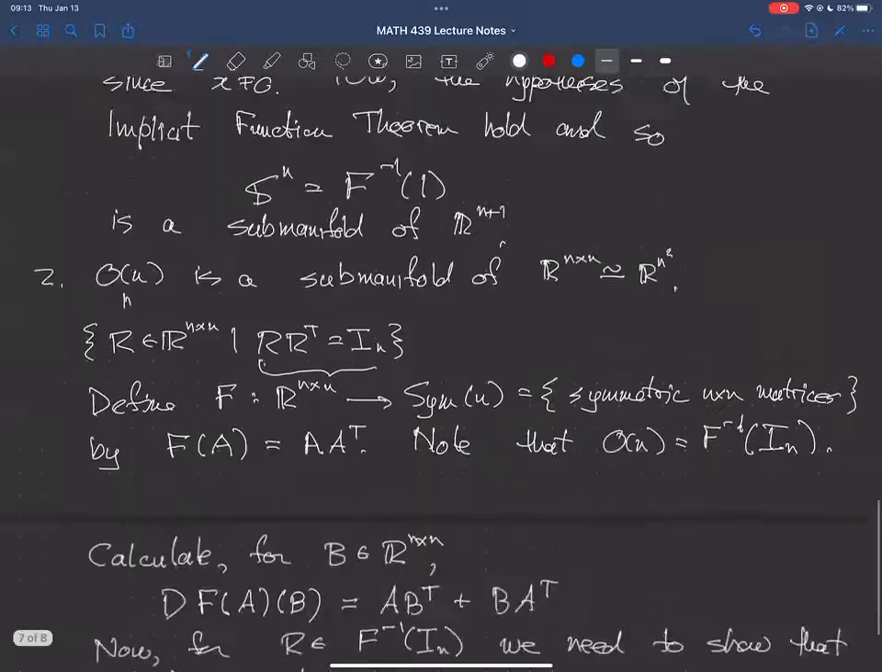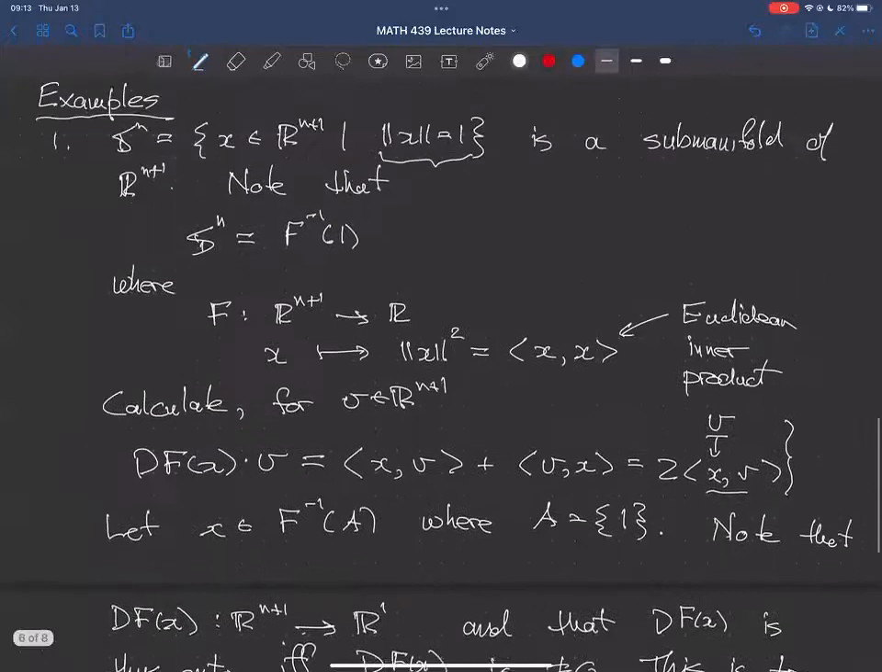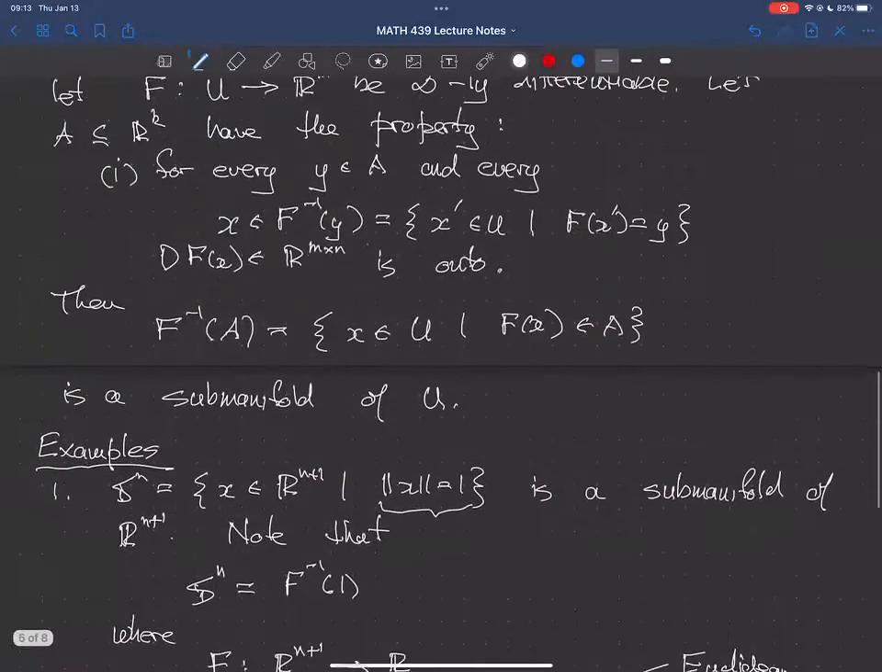Okay, because again, that's what the implicit function theorem needs, right? So you take an A, and an A in this case is just going to be the singleton identity matrix. So you take every point in A and every X in the pre-image of that point, you need to show that the derivative is onto.